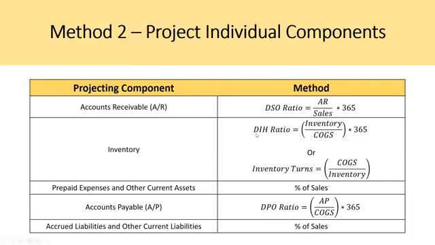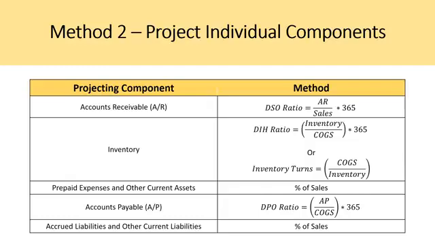They use the DIH ratio for the inventory. Accounts payable uses the DPO ratio. And then the prepaid expenses and accrued liabilities, those can be projected using the percentage of sales method. But by going line by line and then summing up the total current assets and total current liabilities and finding the net working capital, the projections are much more accurate and defensible.